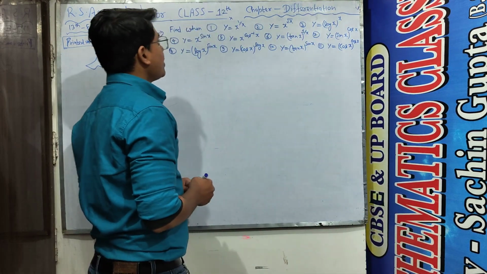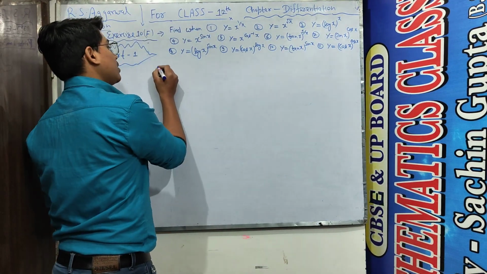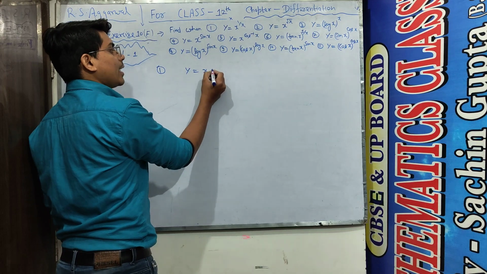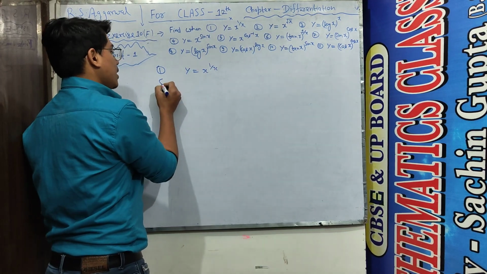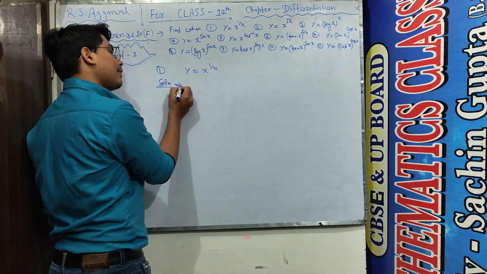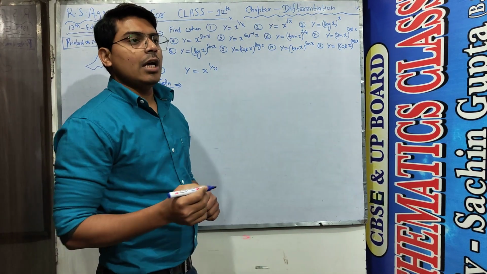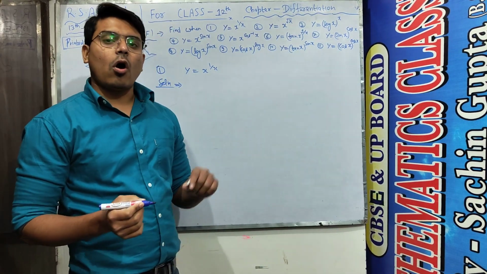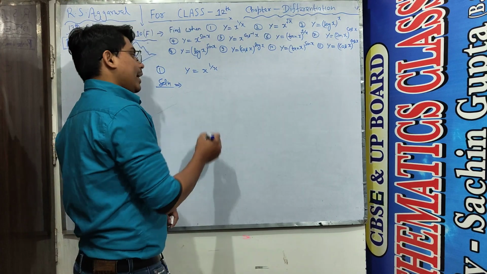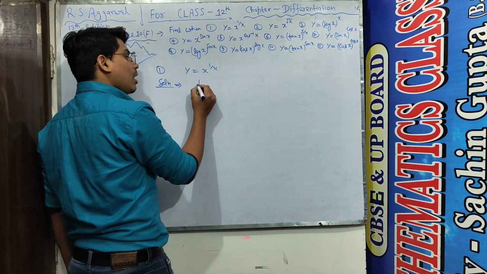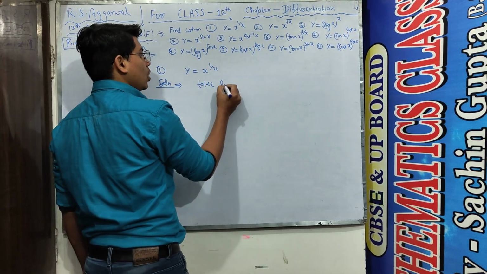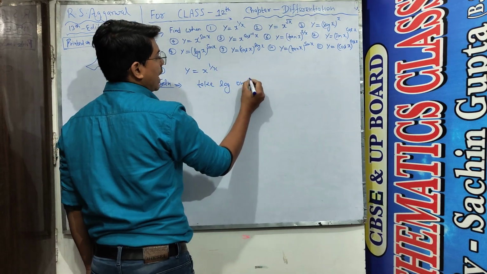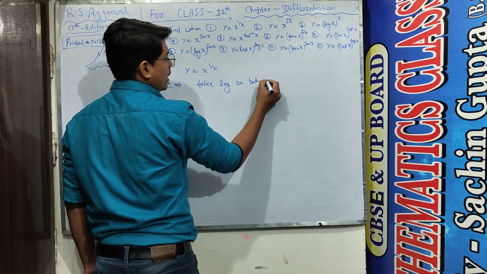In this exercise, question number 1 is given to us, students: y equal to x raised to the power 1 by x. This type of question in exercise 10F can be calculated by taking log on both sides. So I take log on both sides.